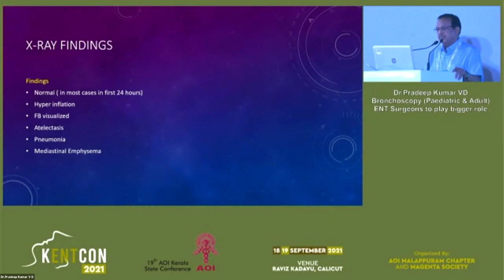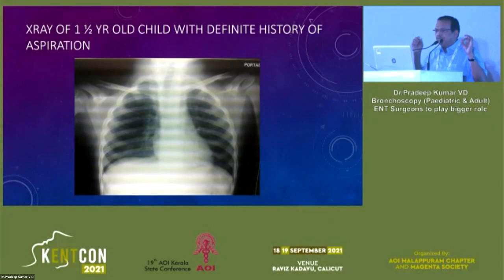This is an X-ray of a 1.5-year-old child with a definite history of aspiration. The history is very typical. That's why, as I said, the most important thing in my opinion is history. Take a proper history. The history was very typical, though the X-ray was normal. I decided to do the bronchoscopy.